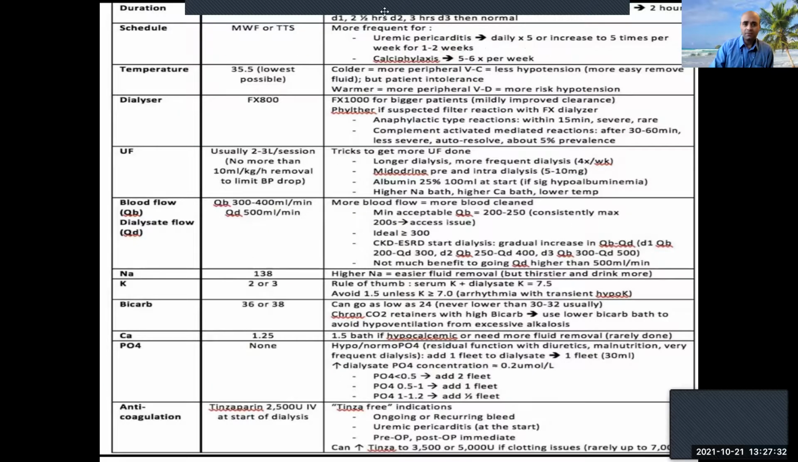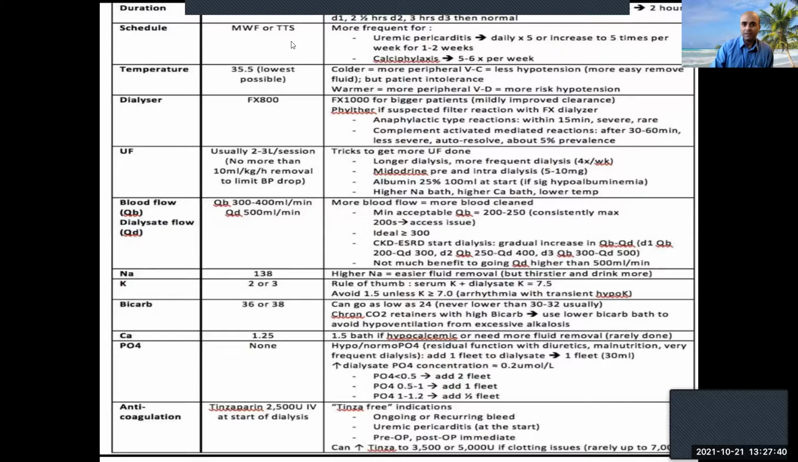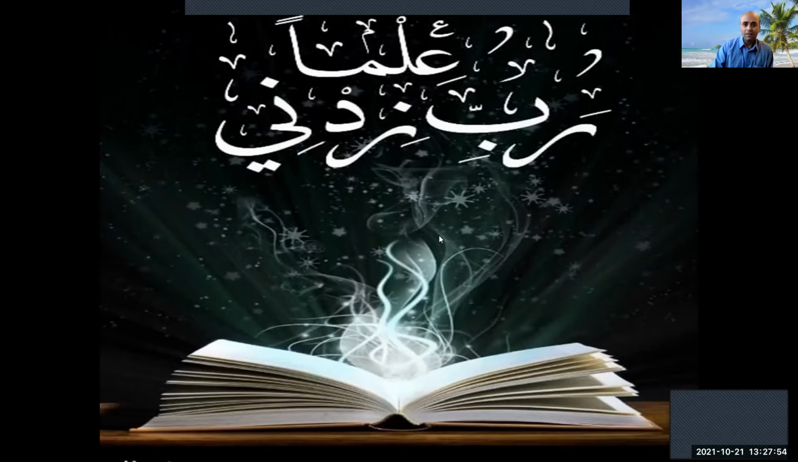And this is just to review our dialysis order. Again, the schedule of your patient: we have here Monday, Wednesday, Friday, or Tuesday, Thursday, Saturday, and I know our country has a different schedule. Temperature, as in this review, dialyzer, what type of dialyzer, ultrafiltration, how much you remove, blood flow, sodium, potassium, just to summarize all we said.